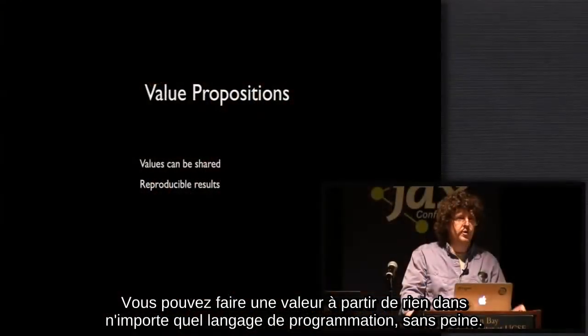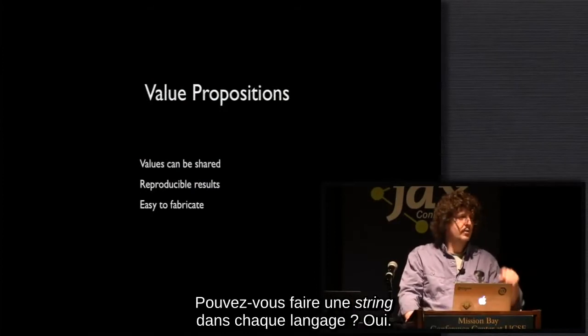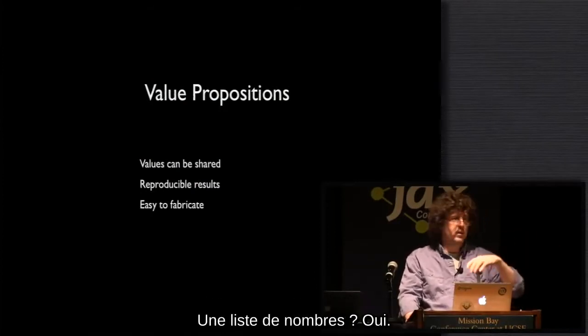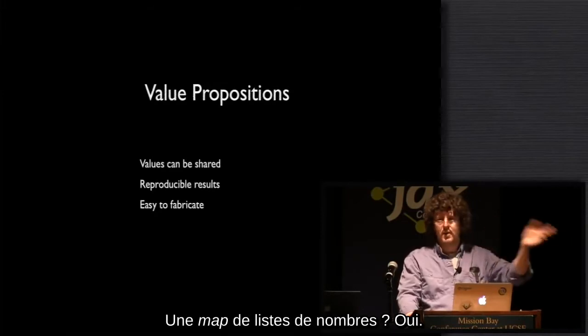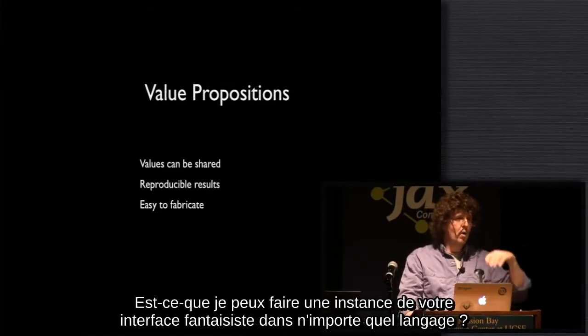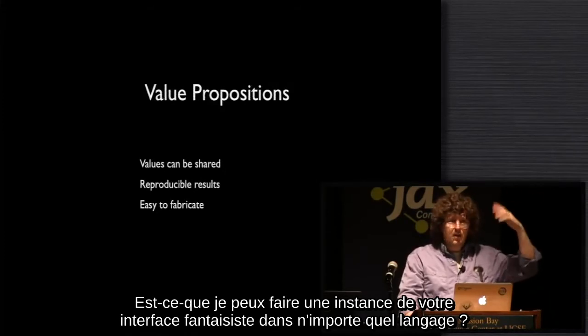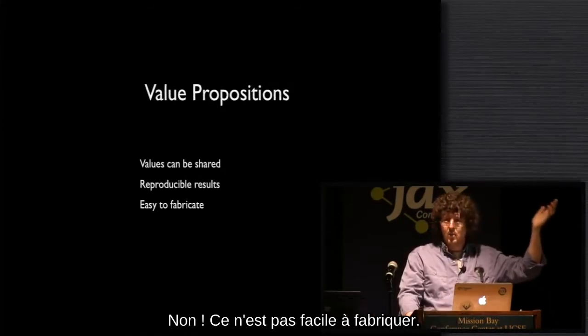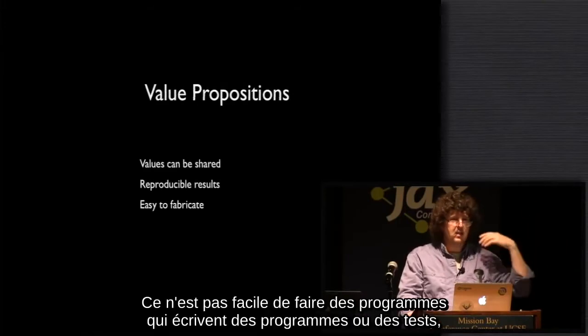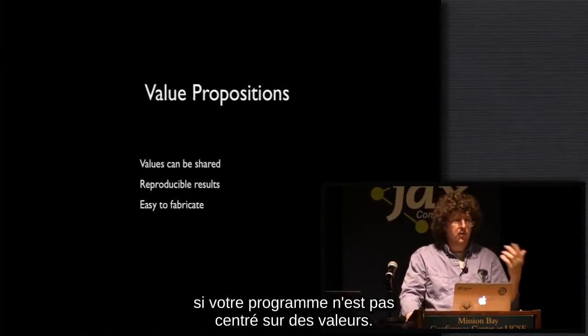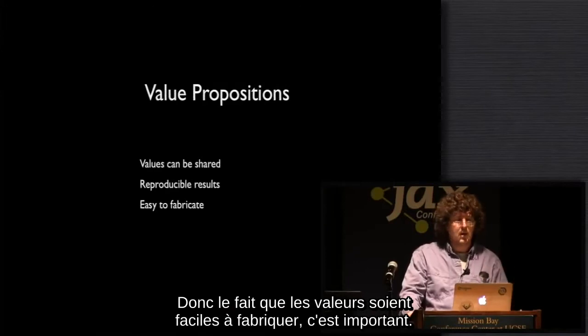Another critical aspect of values is that they're easy to fabricate. You can make up a value from scratch in any programming language quite readily. Can you make a string in any programming language? Yeah. A list of strings? Sure. A list of numbers? Yeah. A map of a list of numbers? Yeah. Can I make an instance of your fancy interface in any other language? No. It's not easy to fabricate that. It's not easy to make programs that write programs, or programs that write tests, if your programs are not based around values. So the fact that values are easy to fabricate is important.